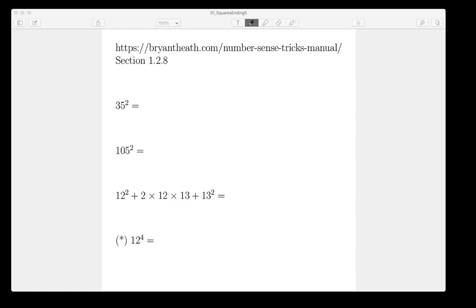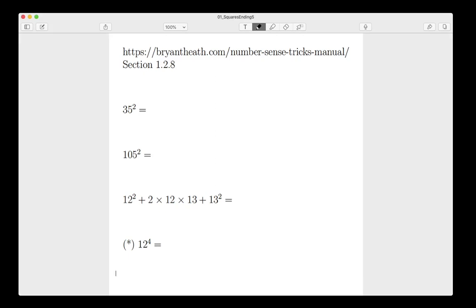Okay, so this will be the first trick that I show you. It's the squares ending in 5 trick, which you can find in section 1.2.8 from the above URL where you can download my number sense tricks manual. It's a pretty simple trick. So anytime you see a number like 35 squared, notice that the number itself ends in 5.